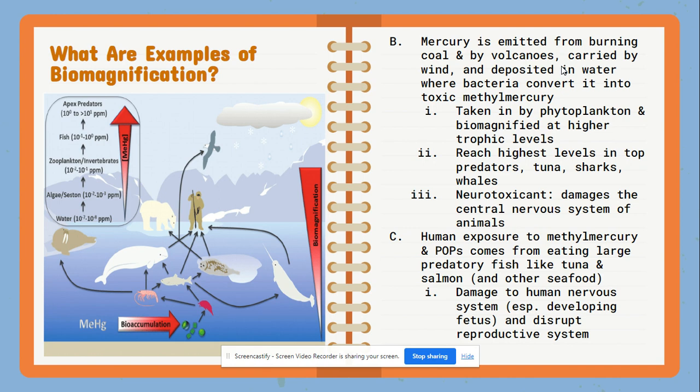Now, human exposure to methylmercury and persistent organic pollutants can happen for us too, especially with people who heavily rely on seafood as a part of their diet. So eating large predatory fish like tuna and salmon does put us at a greater risk of exposure to mercury than if we eat a little bit lower on the food chain. People who consume high amounts of fish that can potentially have mercury in it can damage their nervous system, especially in developing fetuses. So women who are pregnant should stay away from eating these types of seafoods. It can also disrupt reproductive systems and impact fertility.